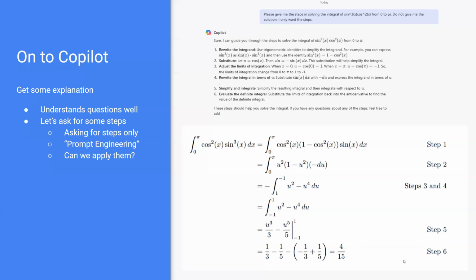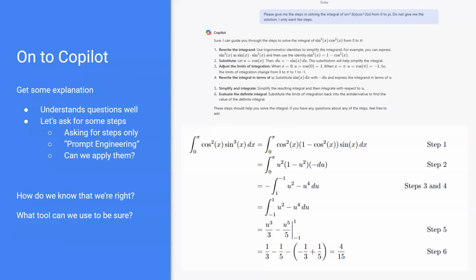Great, so the steps that Copilot gave me went through the entire problem. And I was able to incorporate these steps and get to what I think is the right answer. But how do we know that we're right? We need to verify our solution. So we'll revisit Wolfram Alpha to check our work.